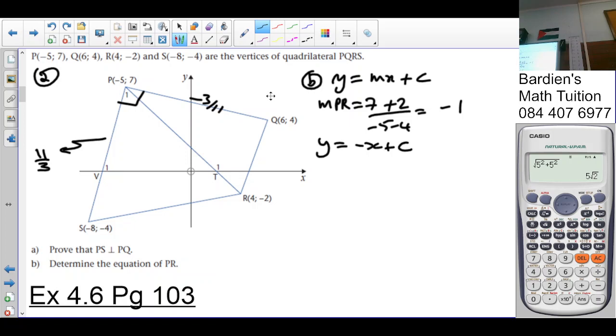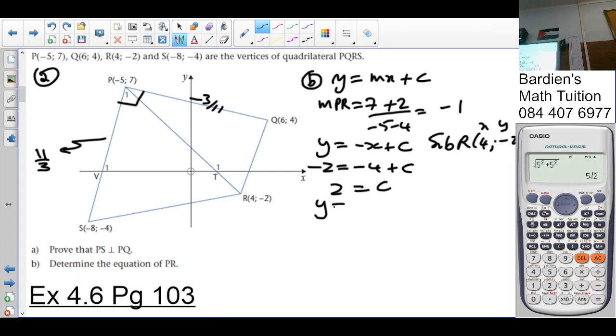How do you calculate c? I substitute one of the points lying on this line. So we're going to substitute R, which is (4, -2), remembering that's an x and a y. -2 is equal to -4 plus c, so c is 2. Y is equal to -x plus 2.